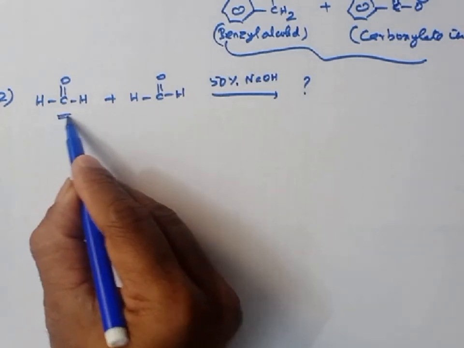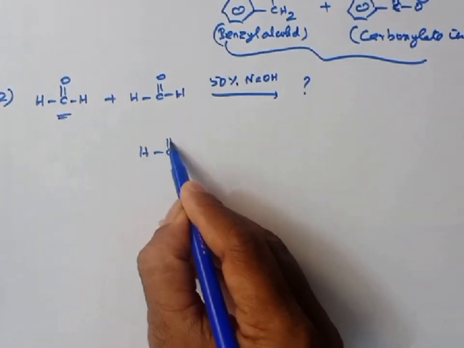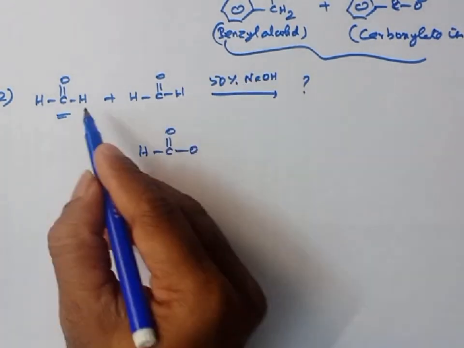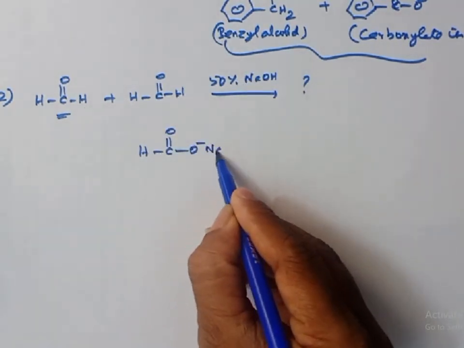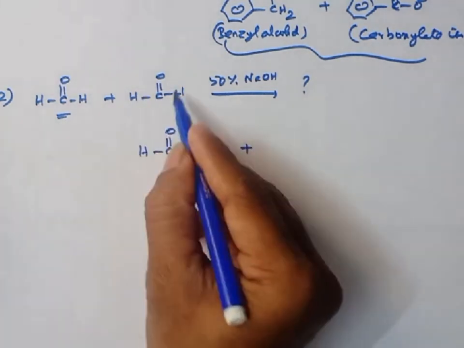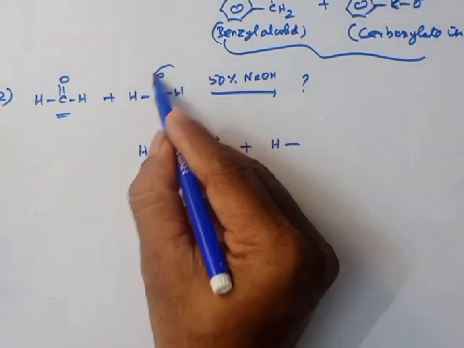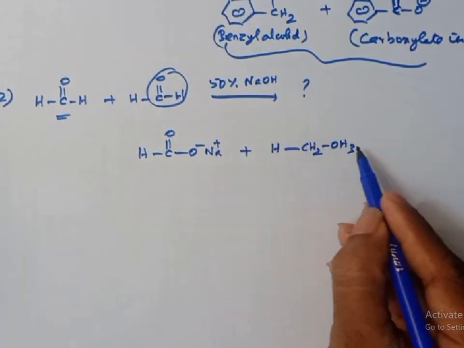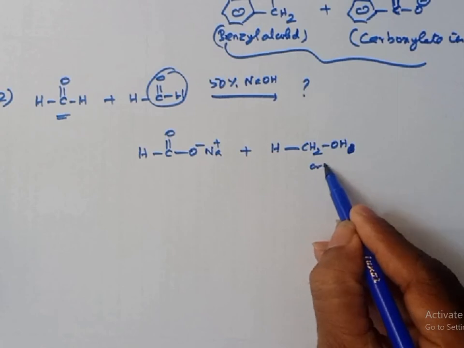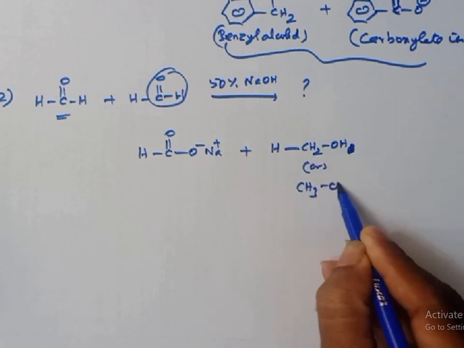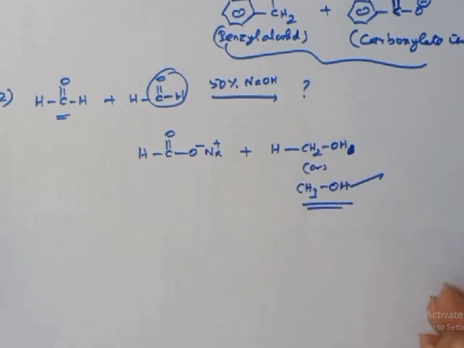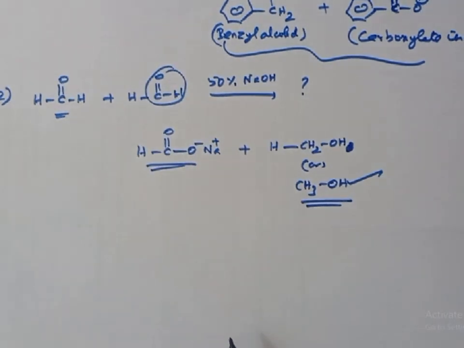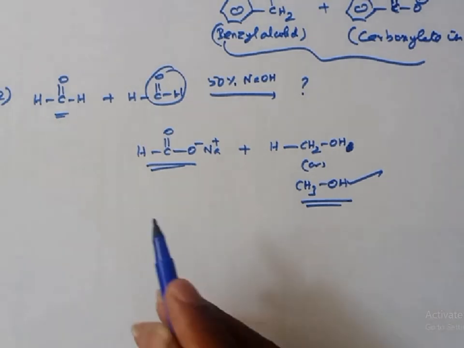One will undergo oxidation and become acid, but I have told you, since the medium is basic, you will never get acid, you will get the corresponding salt. Plus the other compound will undergo reduction. When CH2 undergoes reduction, you will get CH2OH. So this is nothing but CH3OH. You will get methanol. So one product is methanol, the other product is sodium formate or sodium methanoate.